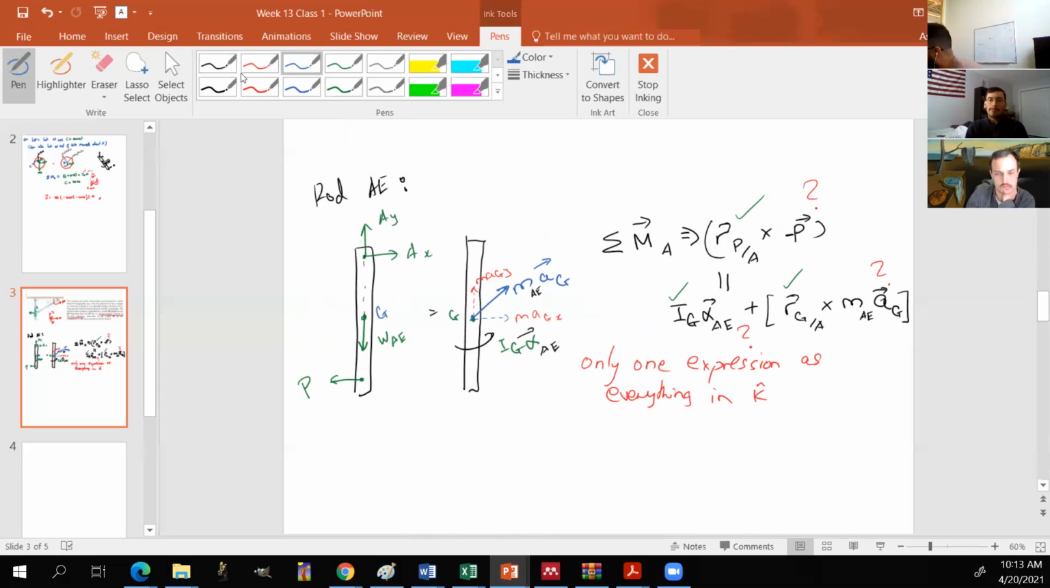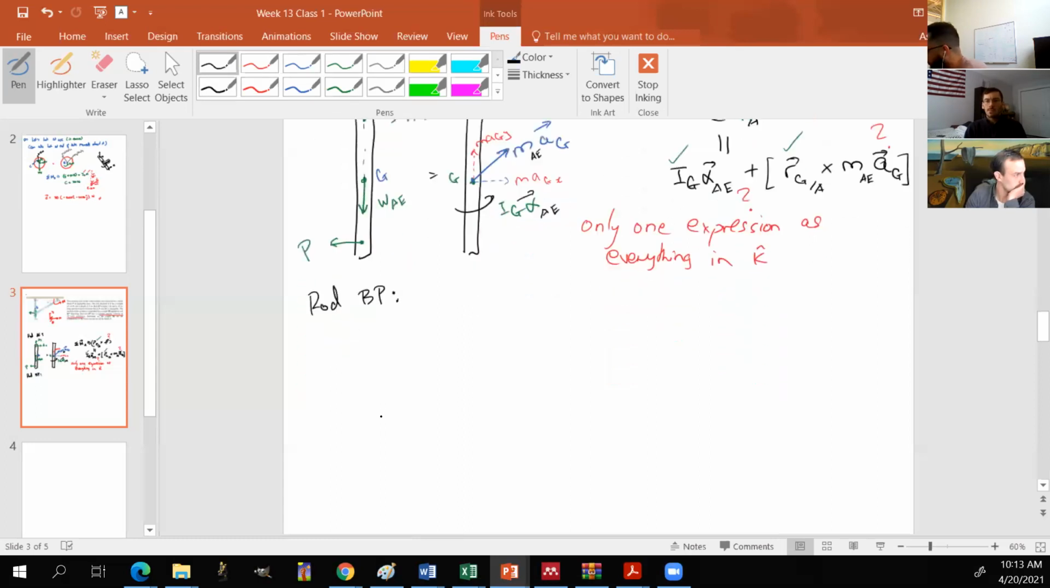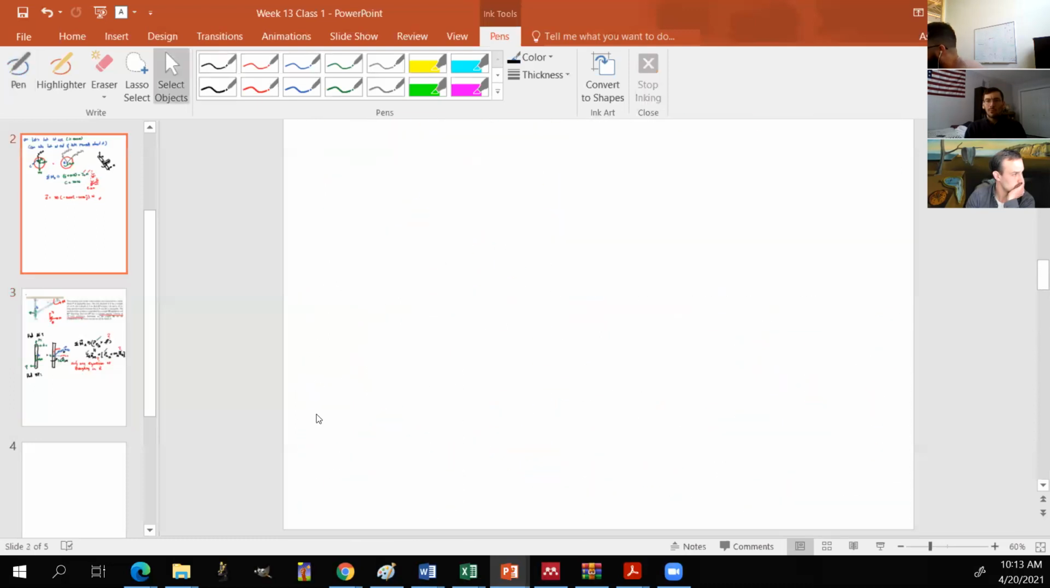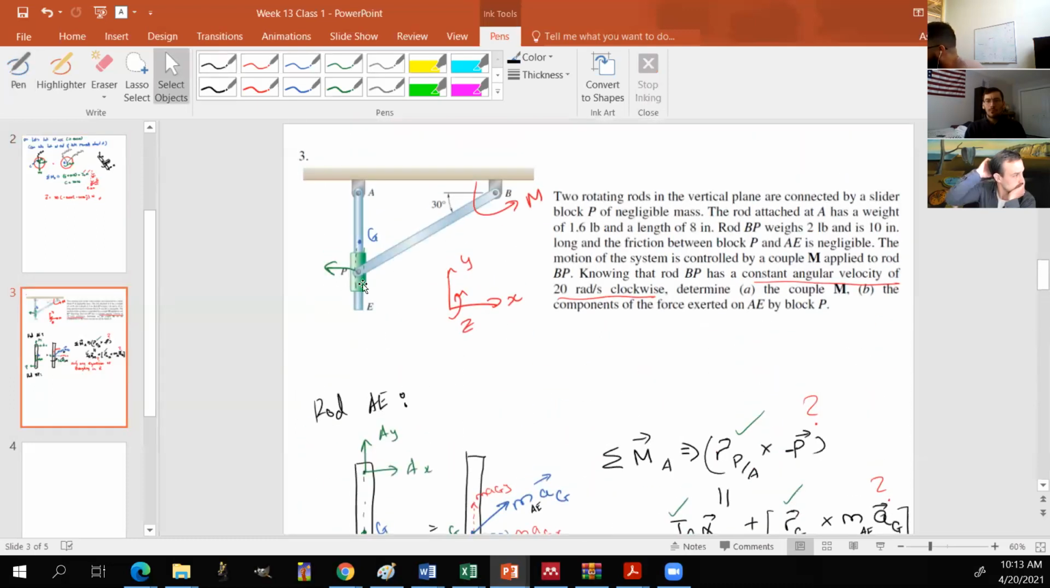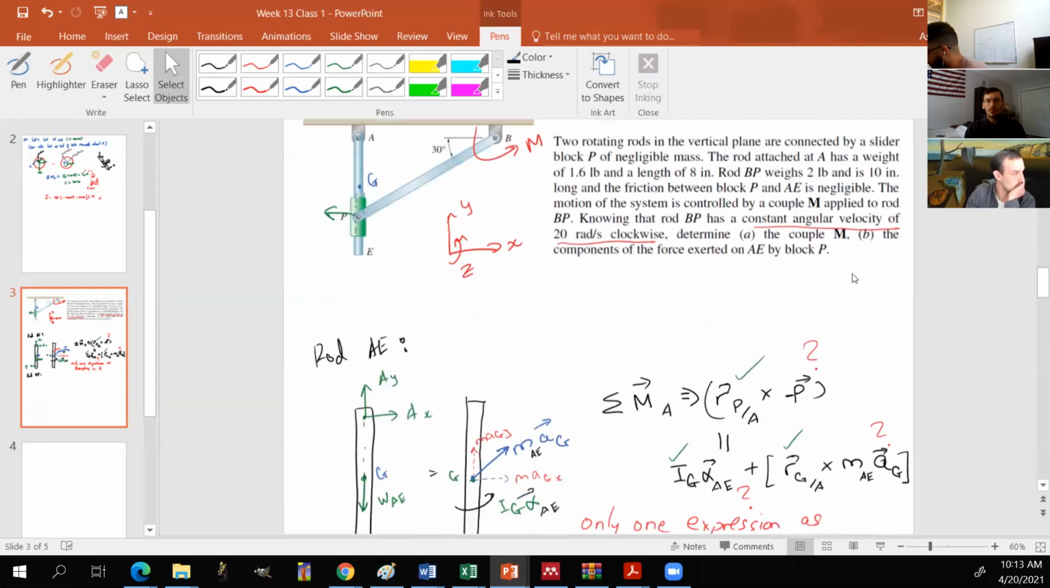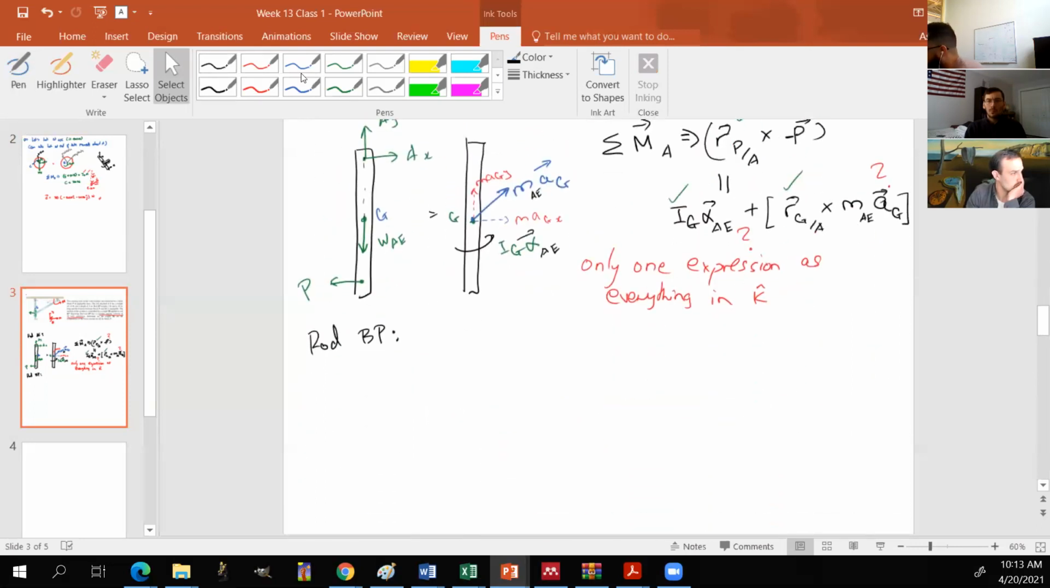All right, so now let's look at the rod BP. All right, so looking at that rod, I'll draw the rod out. So it's, whoops, it's this rod over here, right? So you have free body diagram rod and kinetic diagram rod.